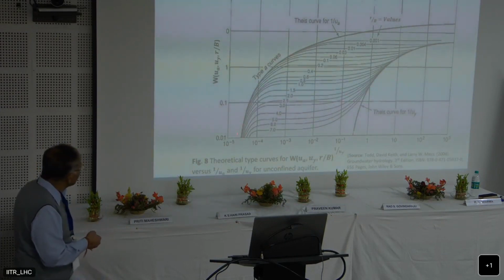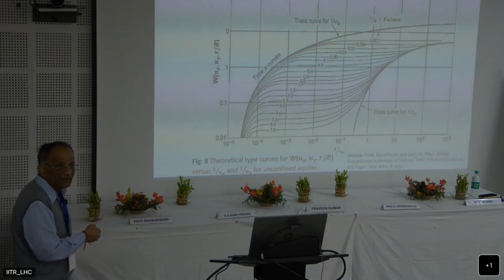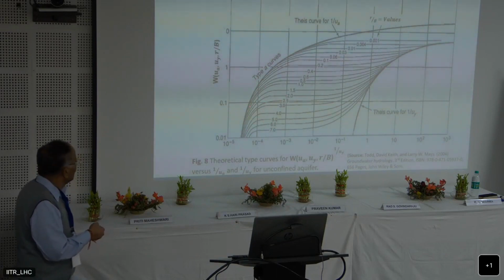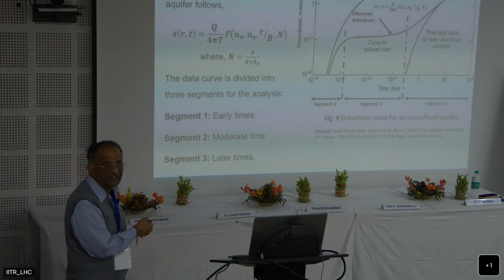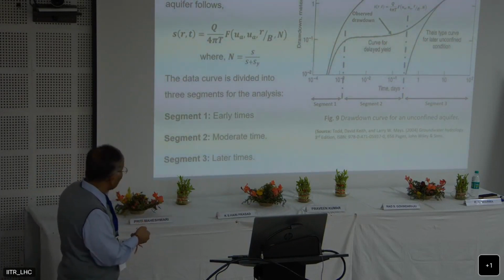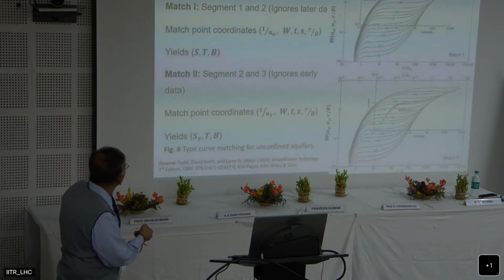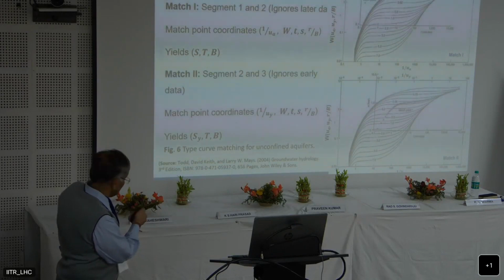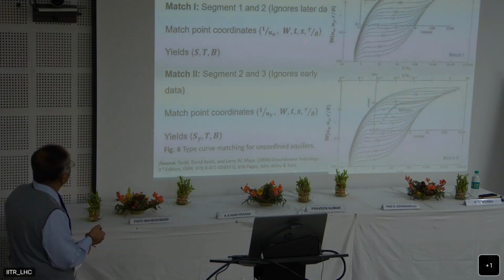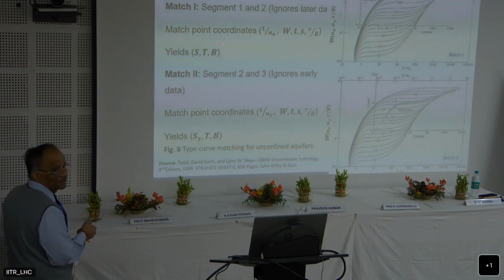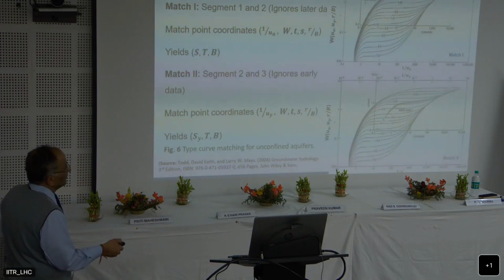First, you try to match the earlier portion of this curve with the earlier portion of the time-drawdown curve, get the T value and S value as we did for confined aquifers. There are two match points in case of an unconfined aquifer. The first match point coordinates will be 1 by uA, W, t, S, and r by b, which give the storage coefficient, the transmissivity, and the B value. B is nothing but T alpha by S1.